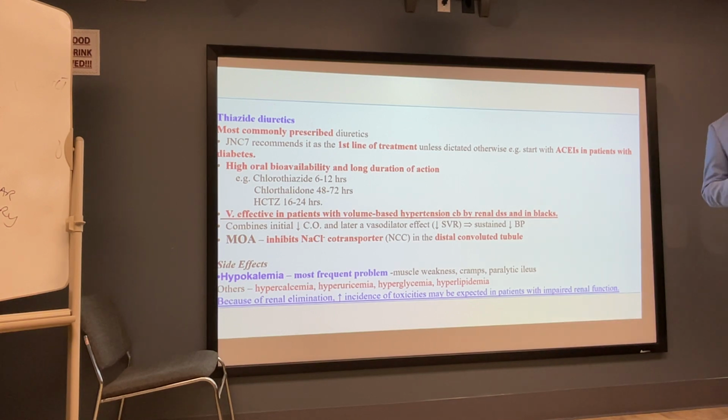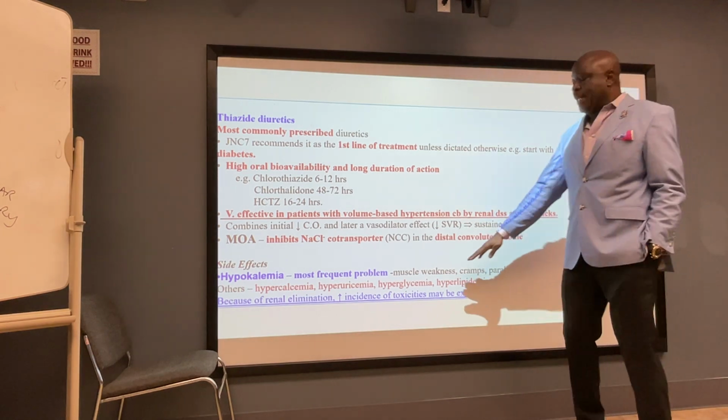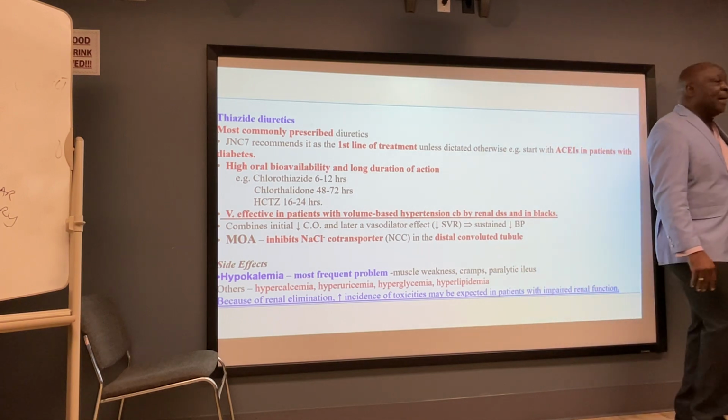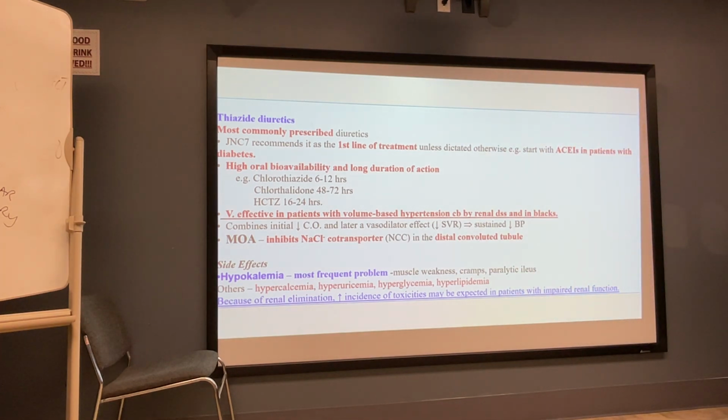How do you know a patient has hypokalemia? The person will complain of muscle weakness, cramps, and paralytic ileus. What are the other side effects? Because of the increased calcium reabsorption, you end up with hypercalcemia. Then you can have hyperuricemia, hyperglycemia, and hyperlipidemia. That's why patients that are on thiazide diuretics are always candidates to be monitored for diabetes and cholesterolemia, because they cause hyperlipidemia and hyperglycemia.